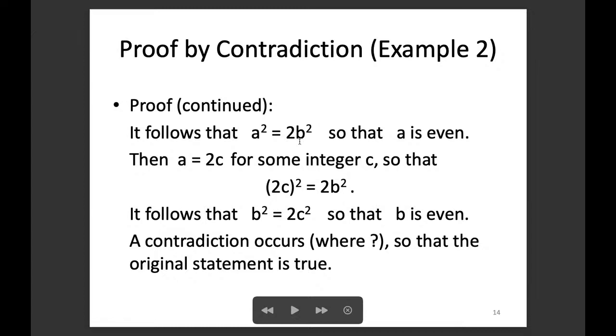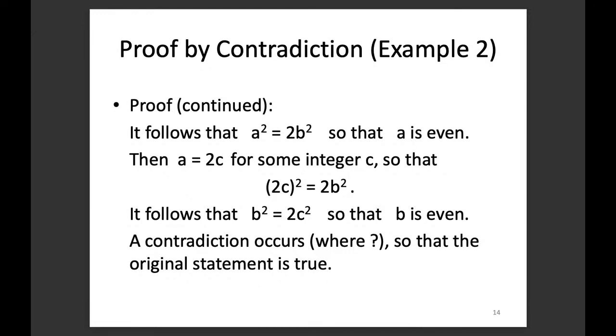Okay. Now, what have we shown? We have shown that if n is odd, then n squared is odd. So the contrapositive is: if n squared is not odd, then n is not odd. So this is the case. So if a squared here is even, then a must be even. That is, we can show this is true.